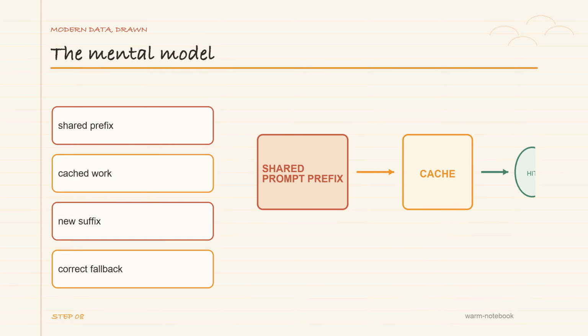Before we finish, let us join the pieces into one mental model. Prompt caching is reuse for a shared beginning. Keep stable content at the front and changing content at the end. Treat a hit as a performance bonus, while keeping every request correct on the miss.